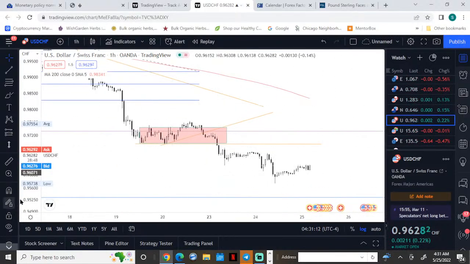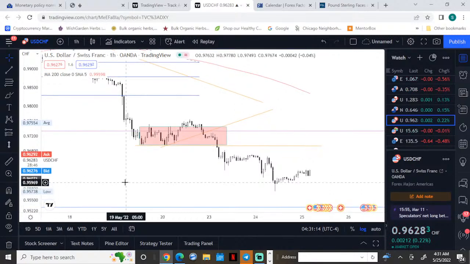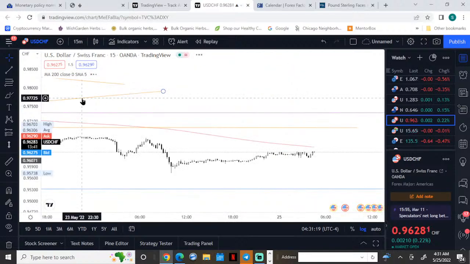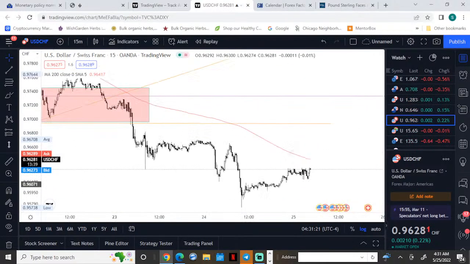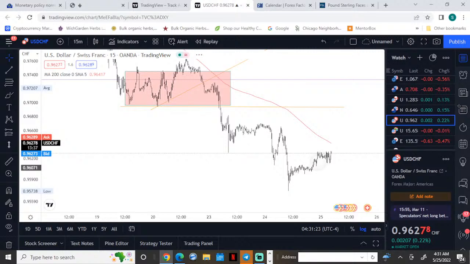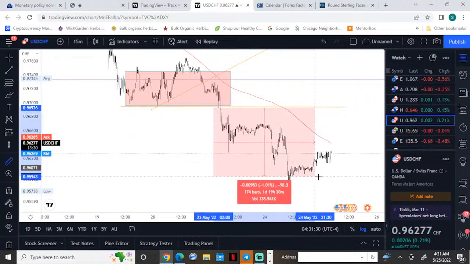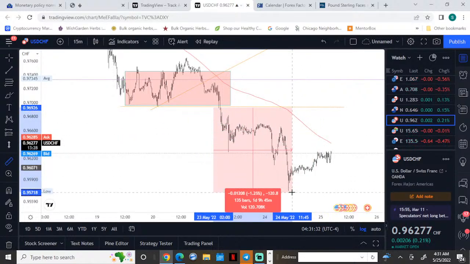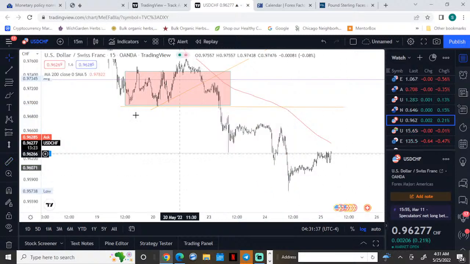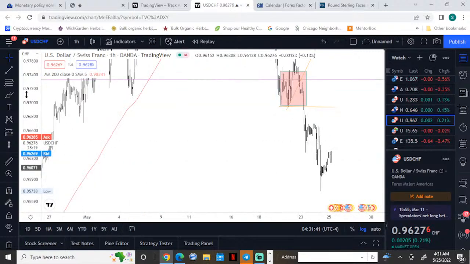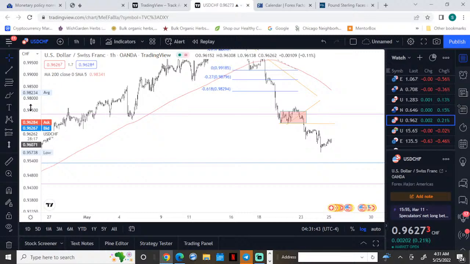USDCHF. Does it look like this pair is barely moving? Like, what are you doing? You see, what are you doing? Like, what is going on with your life? It broke out of this consolidation zone, moved down 118 pips. Looks like it's retracing. Let's see.